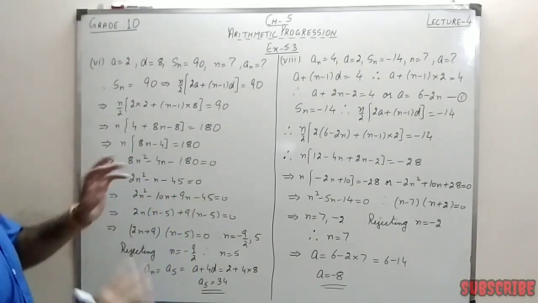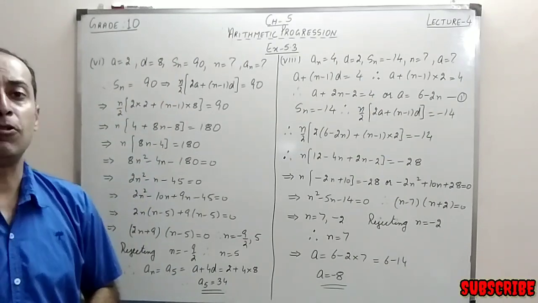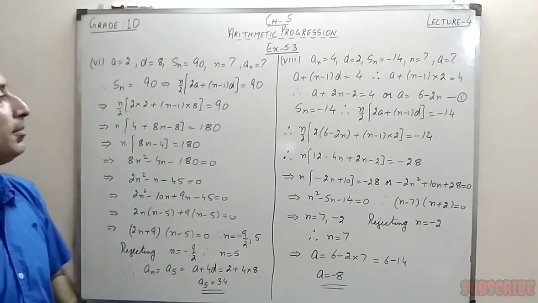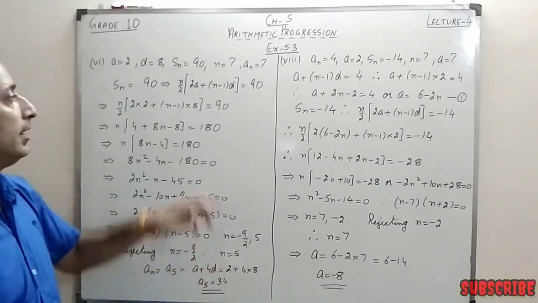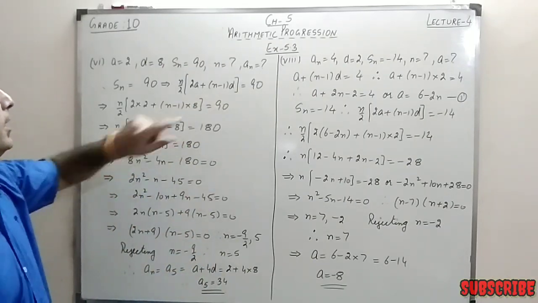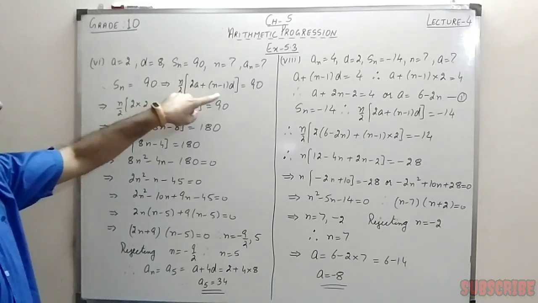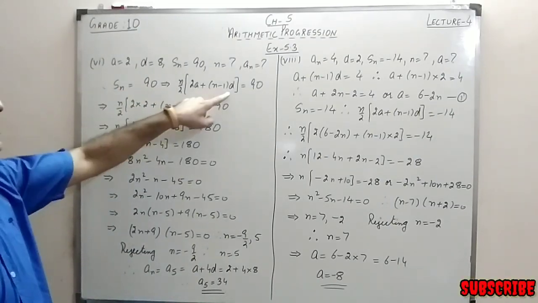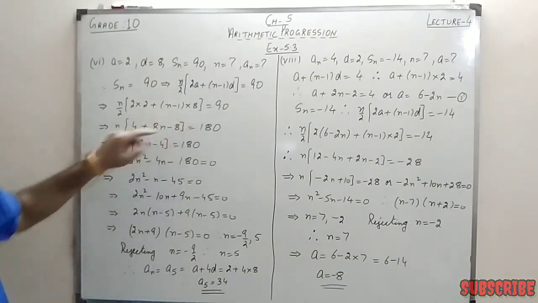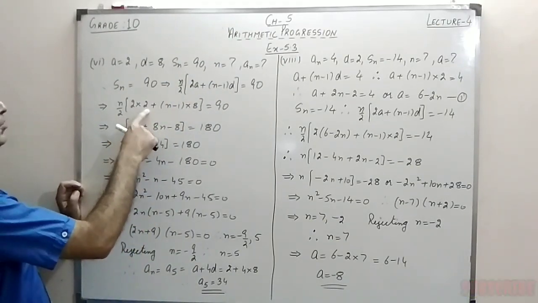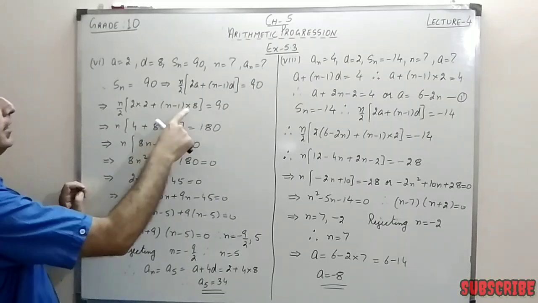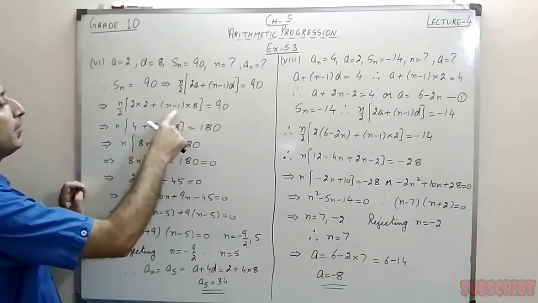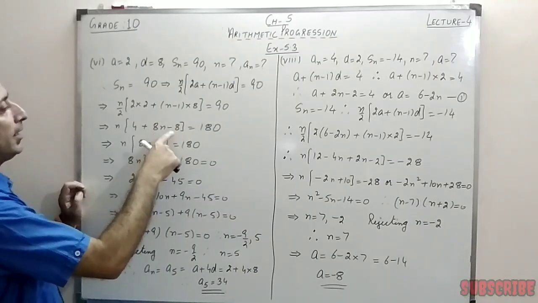Now how do we start? We start with the relation Sn equal to 90. We know Sn can be written as n by 2 into 2a plus n minus 1 into d, and this is equal to 90. Then we substitute the value of a and d in this equation. Obviously a is given as 2 and d is given as 8. So I substitute the values, and 2 into 2 becomes 4. This a, 8 times n minus 1. When you multiply 8 with this n minus 1, I get 8n minus 8.